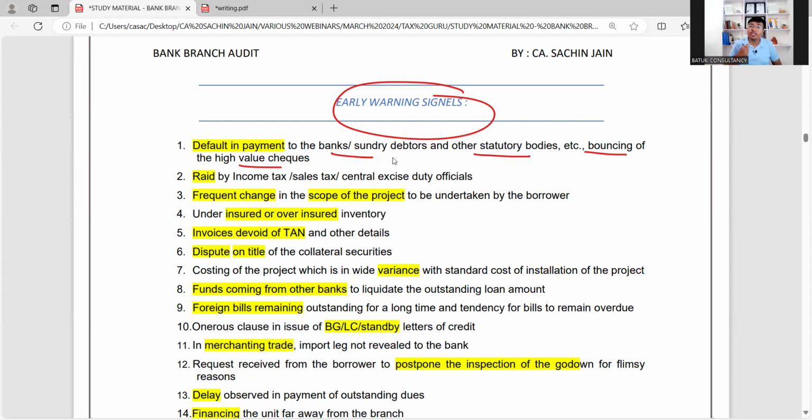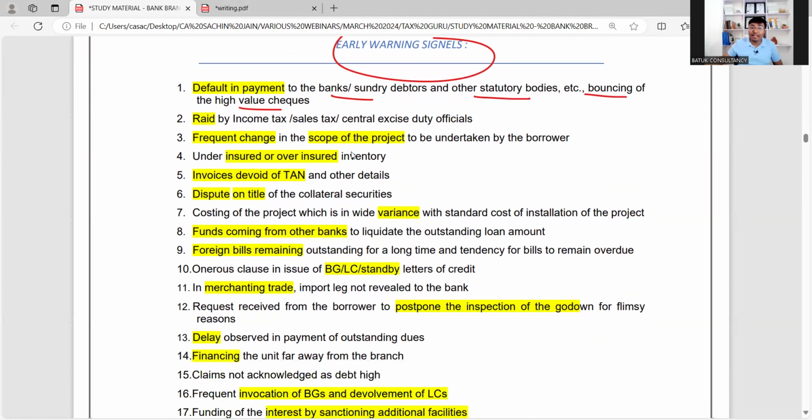That means there are certain situations, certain early warning signals issued by the Reserve Bank of India. Arrears of income tax, sales tax, central excise duty. Frequent change in the scope of the project to be undertaken by the borrower. Under insured and over insured inventory. If you find that inventory is for 5 crore rupees and insurance is for 10 crore rupees, how is it possible? Why is that person paying that high amount? That means there is certain fraudulent event. So this is the indication.